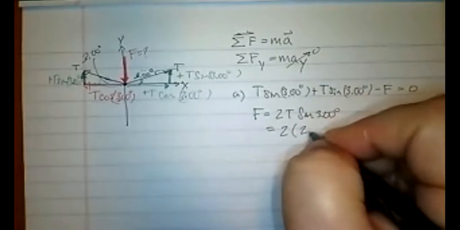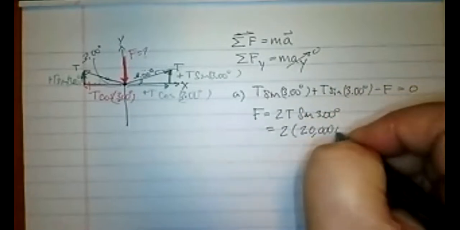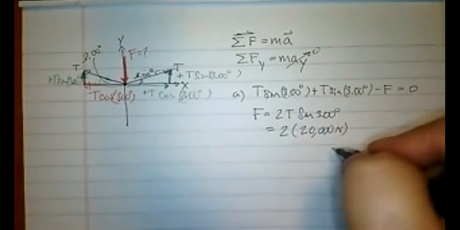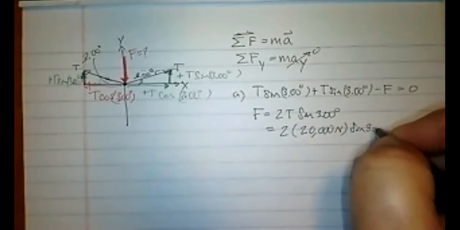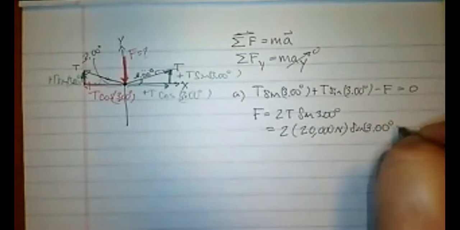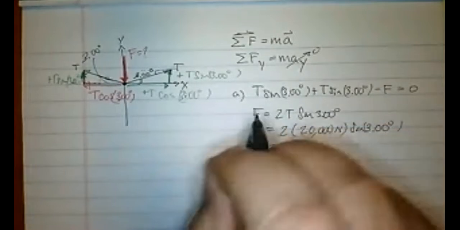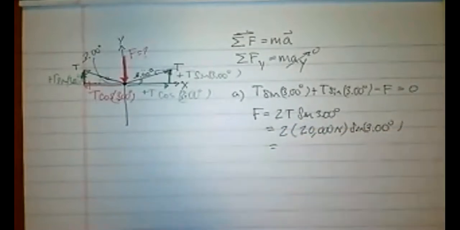That's going to be 2 times 20,000 newtons. That just allows me to write it again because I got 5 sig figs times the sine of 3.00 degrees. Making sure your calculator is actually in degrees as opposed to radians. You can compute this, and I'm going to do it now.